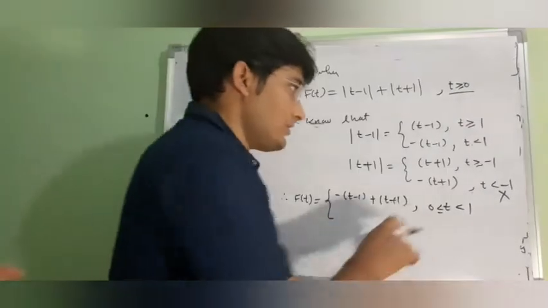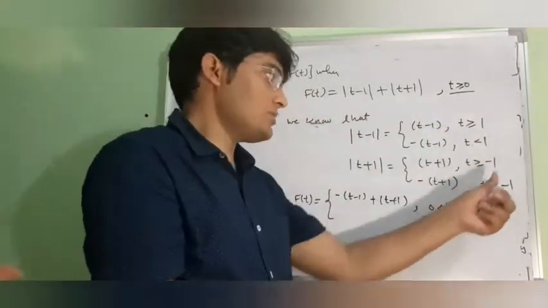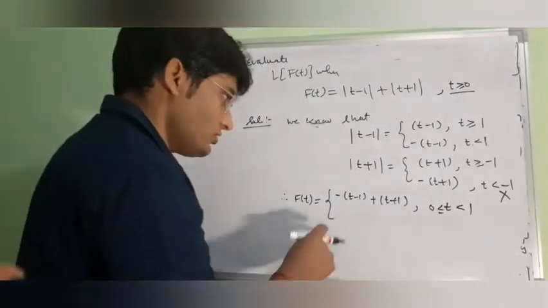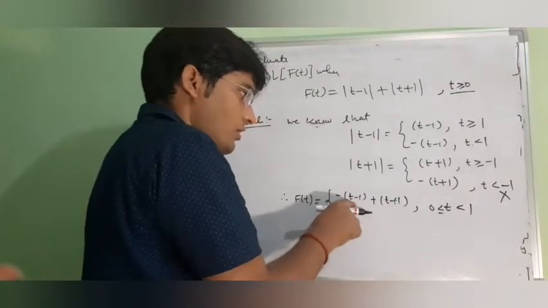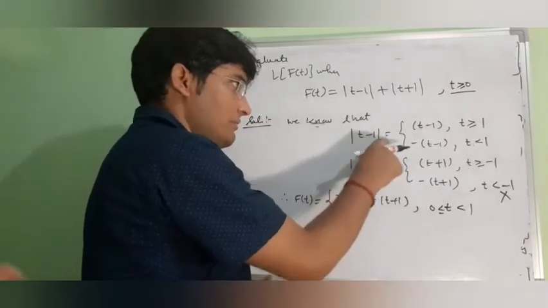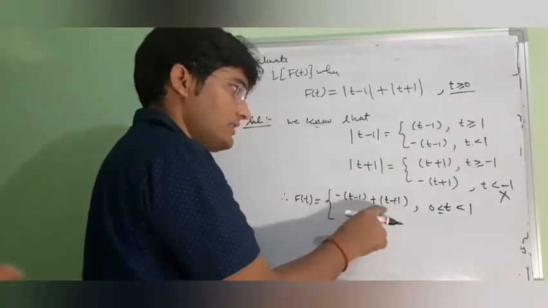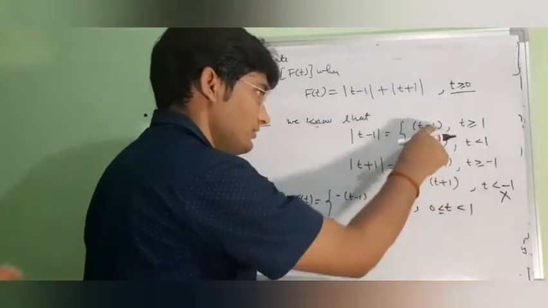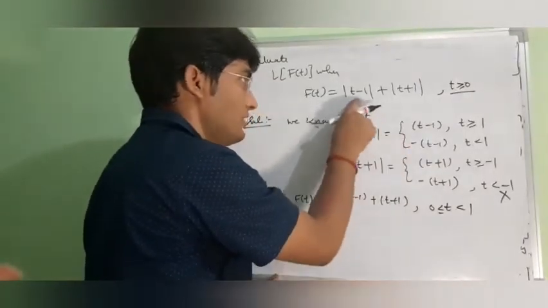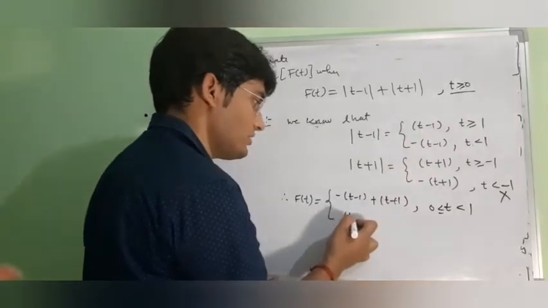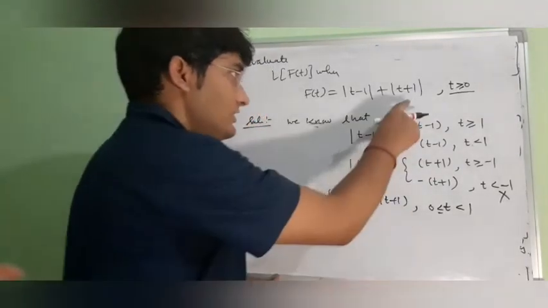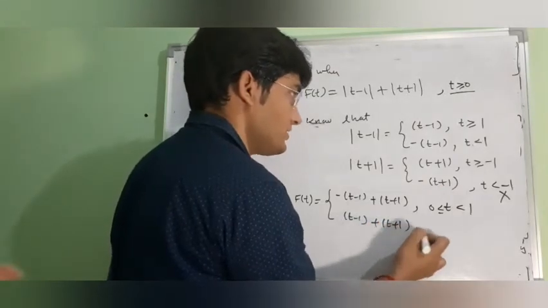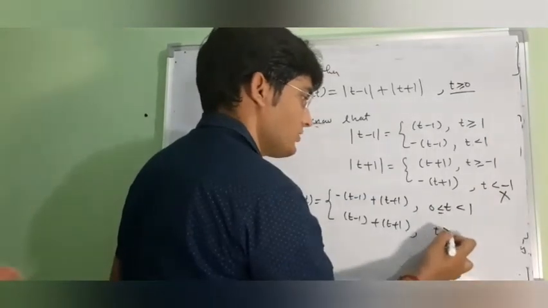Because here you can say that if t is greater than minus 1, so we can also assume it as greater than 0. So here our answer will be mod(t minus 1) will be your minus (t minus 1) plus (t plus 1). In a second case, whenever your t is greater than equal to 1, then your f(t) minus mod(t minus 1) is your t minus 1. So this is your t minus 1, and then its value is just t plus 1. And this is when your t is greater than equal to 1.